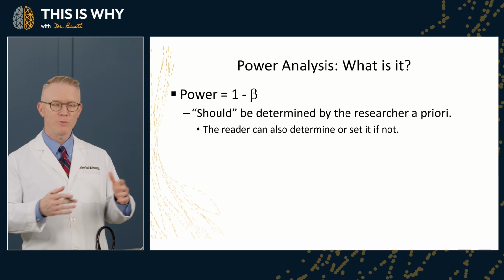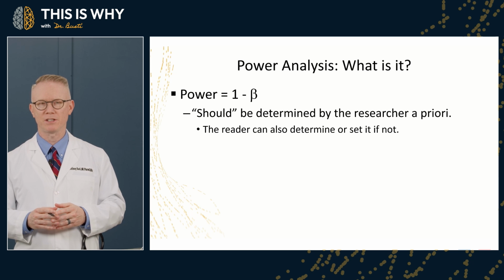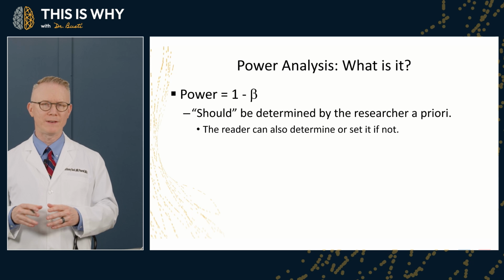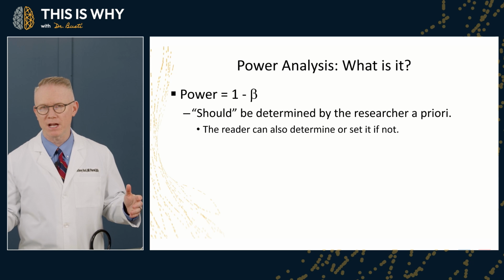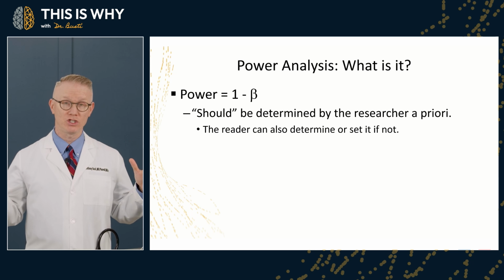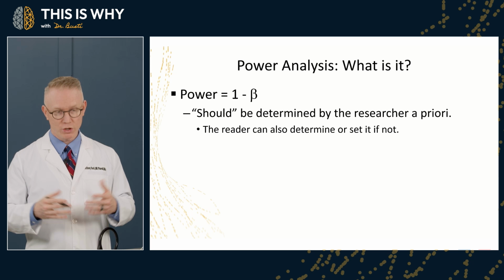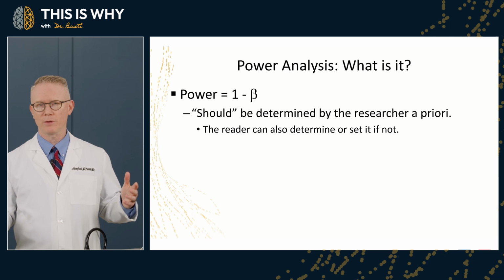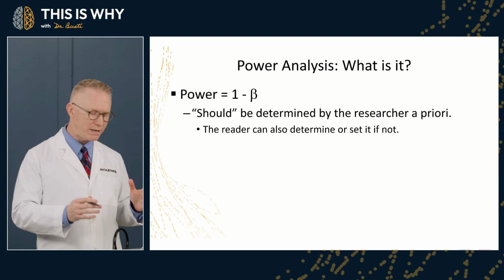You might not agree that a power of 80% is sufficient. You want to see a power of 90%. Well, do they have the sample size to actually generate a power of 90? Well, you could calculate the power analysis and determine that, right? But what does it mean?